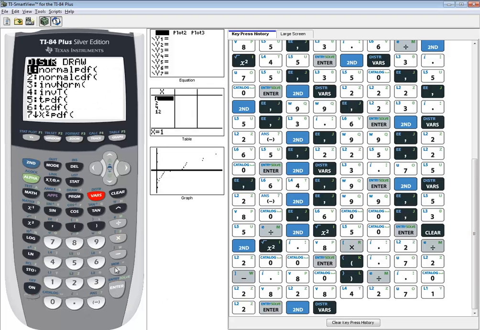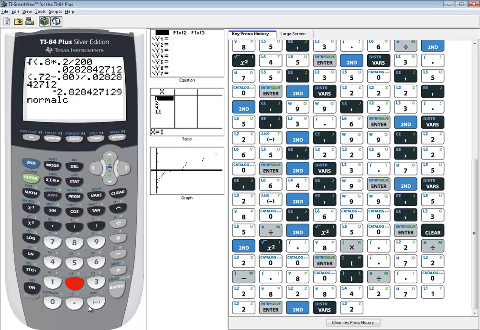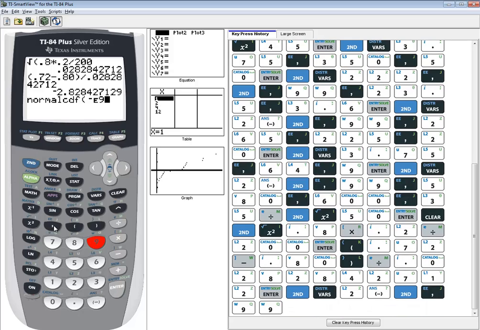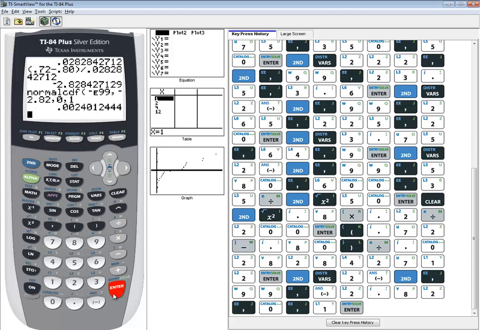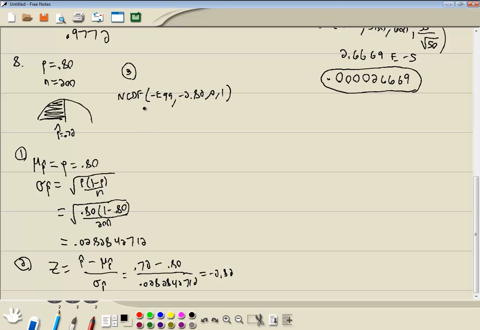Second vars, choose normal CDF, negative E99, comma, negative 2.82, comma 0, comma 1, enter. And we get 0.0024. And that's our answer. That's part A. Part B.